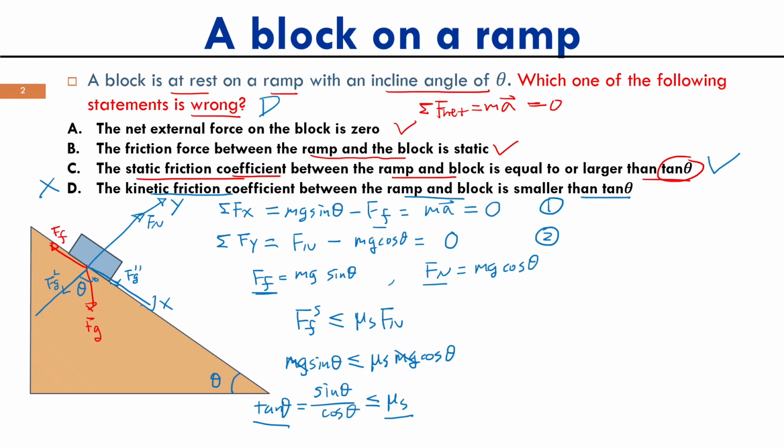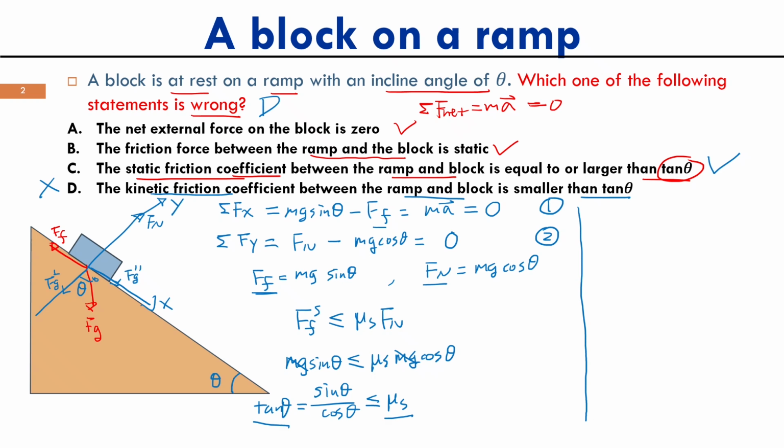In order to know the kinetic friction coefficient, the block and the ramp need to have relative motion, but that's not the case in this question. So option D is wrong. So we have solved this question, but I want to mention one thing that we learned from this question.